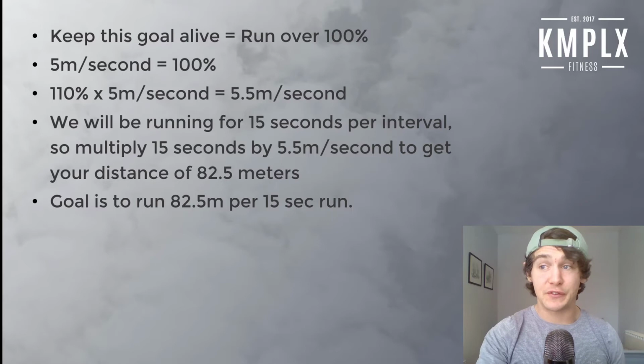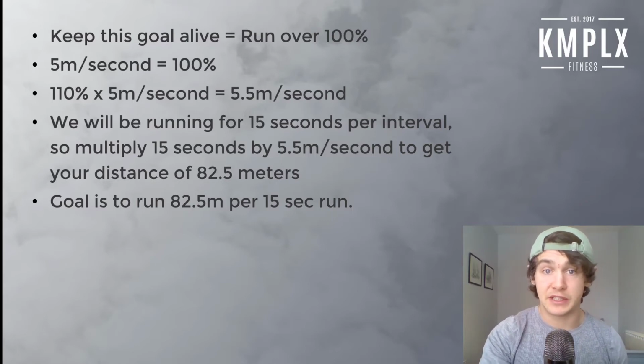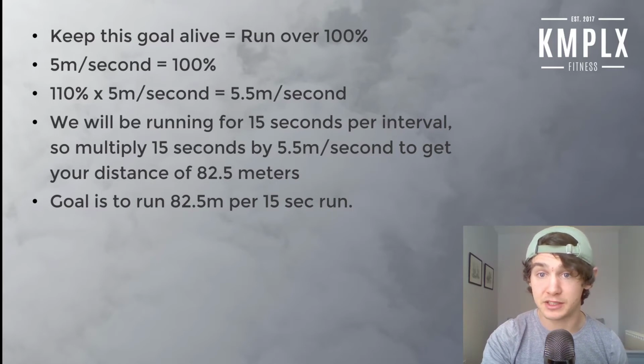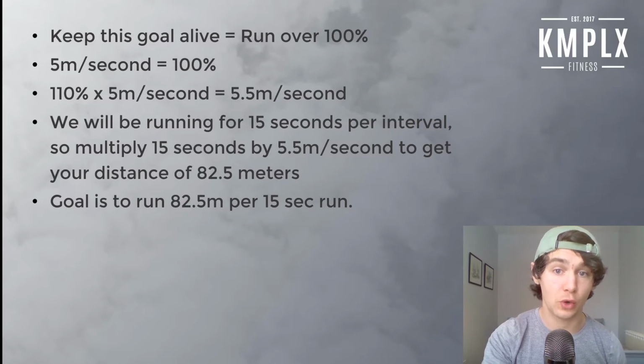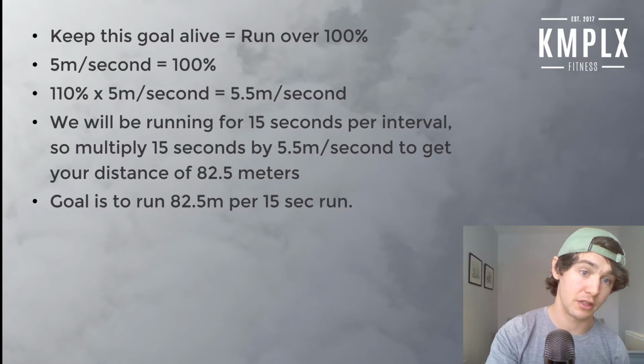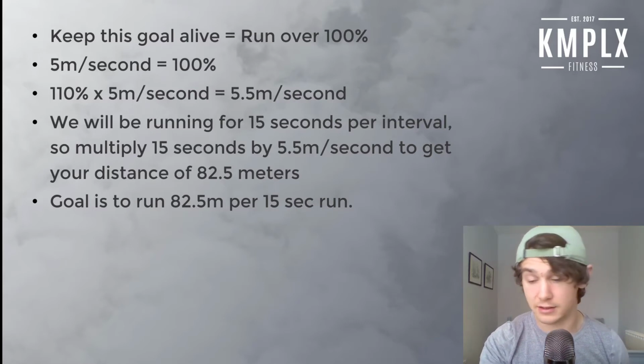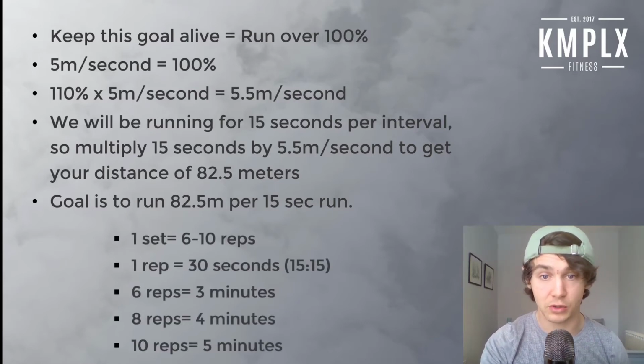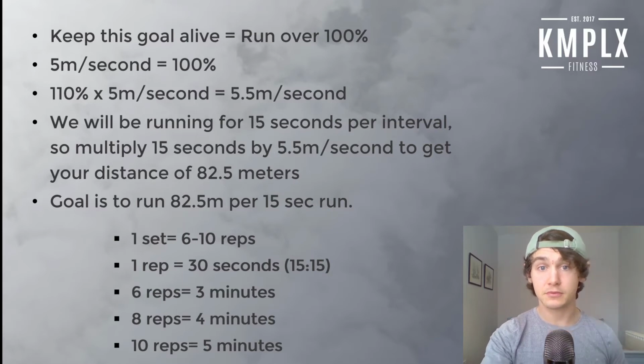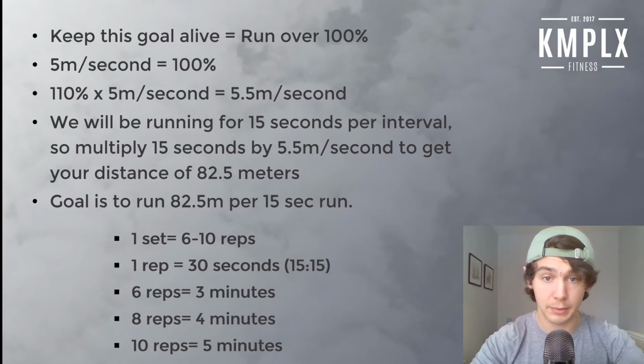We'll be running for 15 seconds per interval. So this is where the 15 seconds bit comes in. It is quite important. You multiply 15 seconds by 5.5 meters per second to get your distance of 82.5 meters. So the goal is to run 82.5 meters per 15-second run. It's as simple as that. If you can go 80 meters or go somewhere around it, as long as it's over your 5 meters per second, that's pretty much where you want to be.